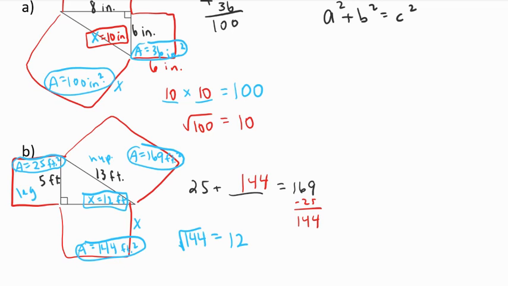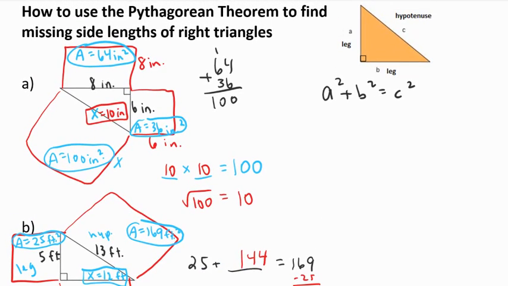If you are getting confused on these, I really suggest that you draw the squares off of each side, because I think it helps you visualize that you have to add up the two smaller squares to get the area of the hypotenuse, and then from there you can take the square root to go backwards and find the side length right here.